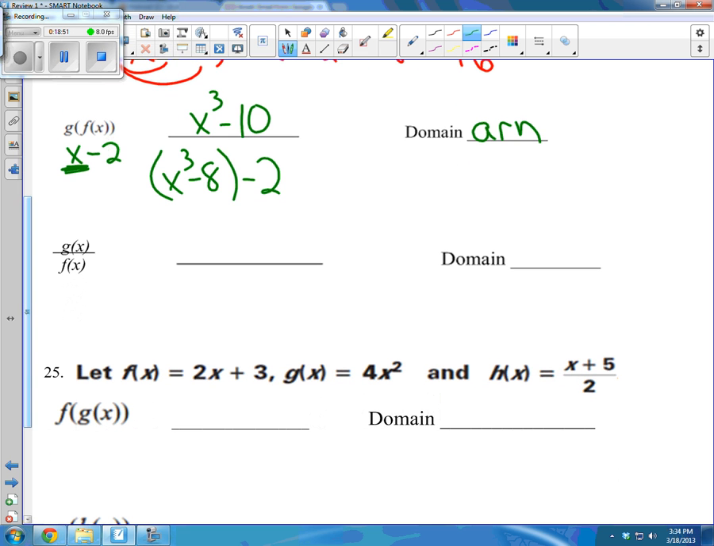Now I'm going to divide them. So here's g of x and f of x. That denominator I can actually factor into x minus 2.